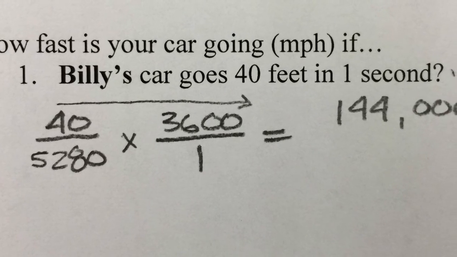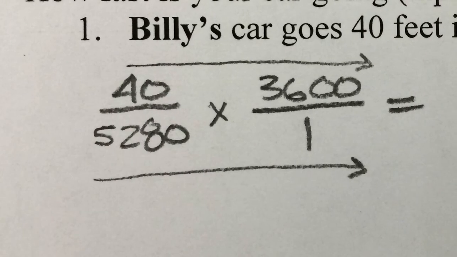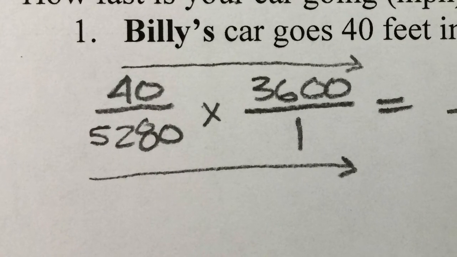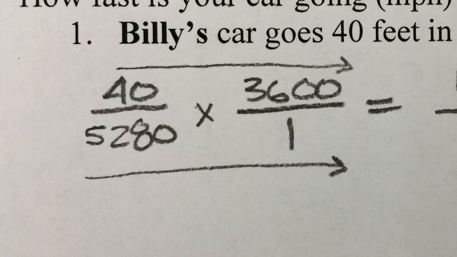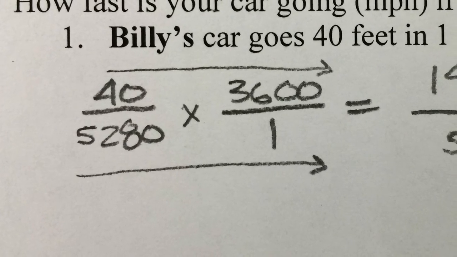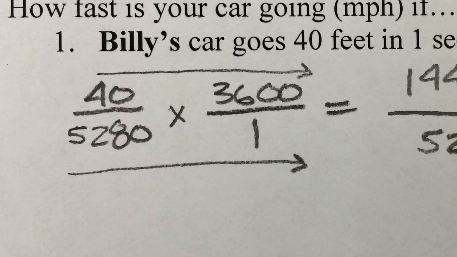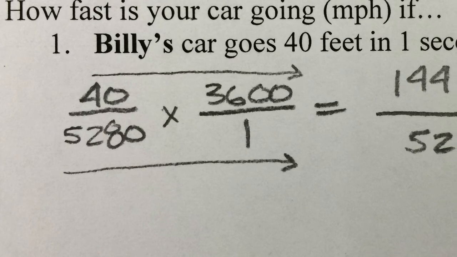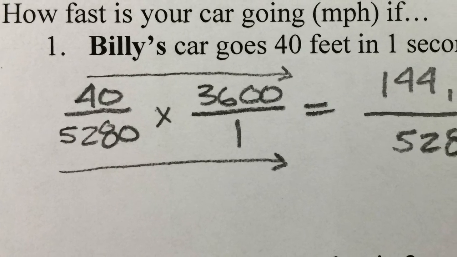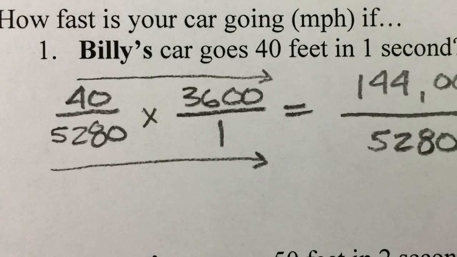Next, we'll do the same thing with the denominator values. We'll take 5,280 and multiply it by 1. Feel free to plug that into your calculator if you need to. You should be getting 5,280. Now, please notice that this is still a fraction. We have 144,000 divided by 5,280. That is a fraction. It's a division problem.